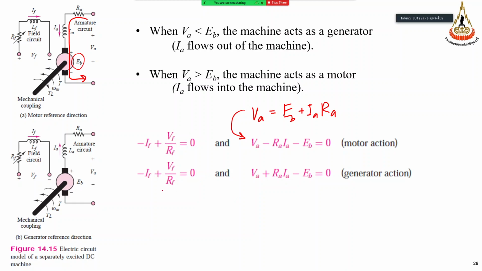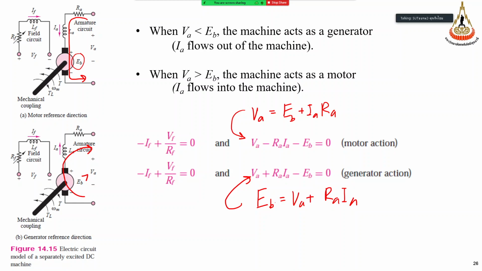And for generator mode, for generator action, the current flows like this, and EB is greater than VA. So by KVL, the relation is EB equals VA plus RA IA, right? And then we can rearrange into this formula. So this is the basic formula for a DC machine, right?